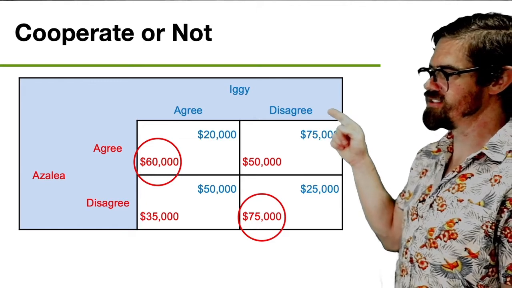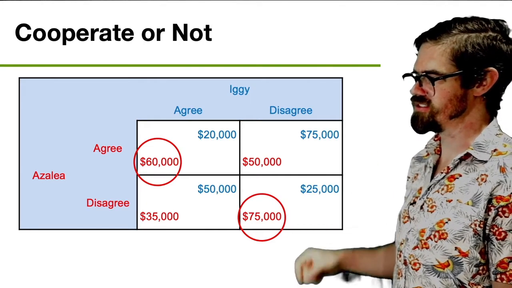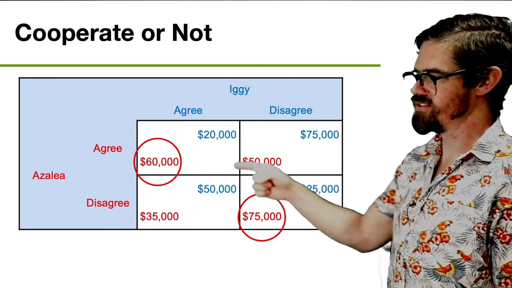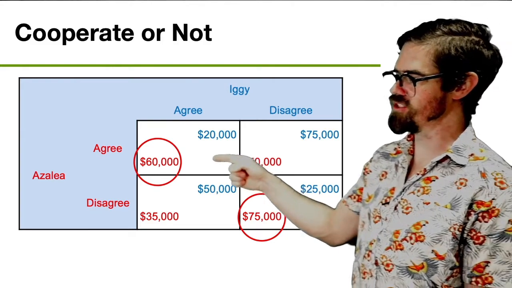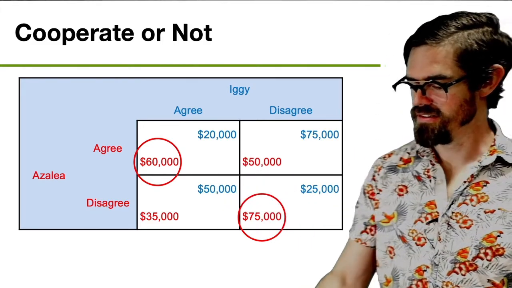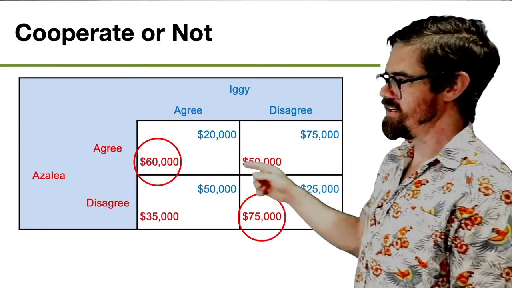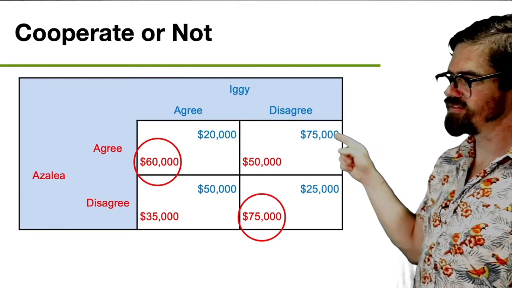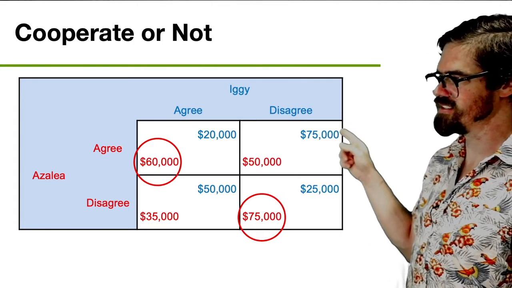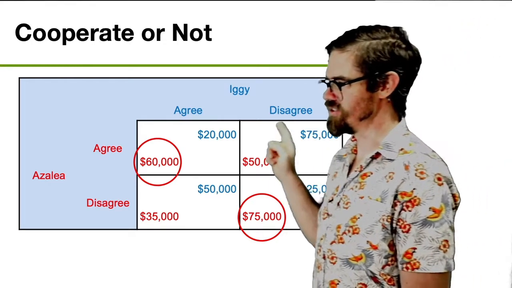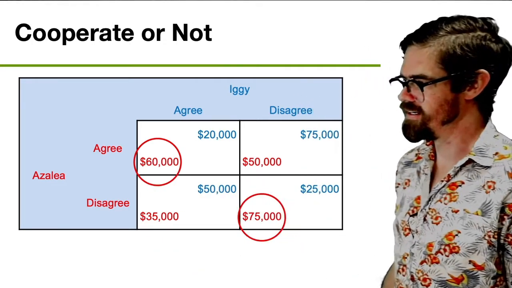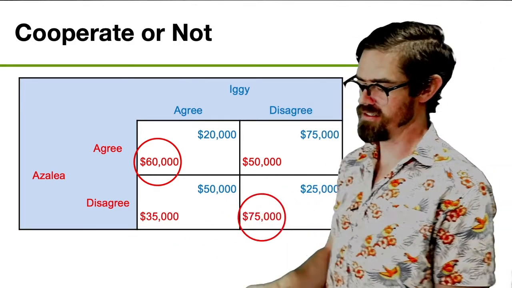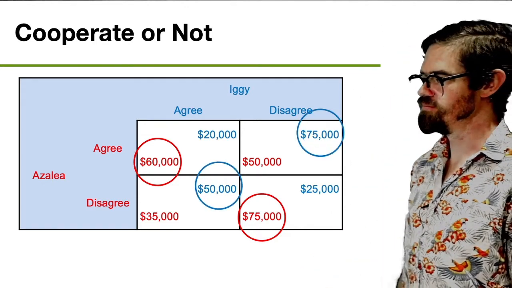What if Iggy instead disagrees? Well, in that case, Azalea's best choice is to also disagree, right? 75,000 versus 50,000. Okay, so these are the best responses for Azalea. What about Iggy's best responses? If Azalea agrees, what's the best thing for Iggy to do? The best thing for Iggy to do is disagree. So that's Iggy's best response, to disagree if Azalea agrees. What if Azalea disagrees? Well, then Iggy's best response is to agree. Okay, so these are Iggy's best responses.